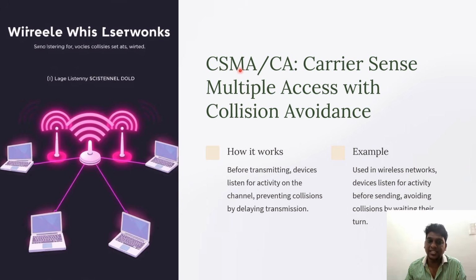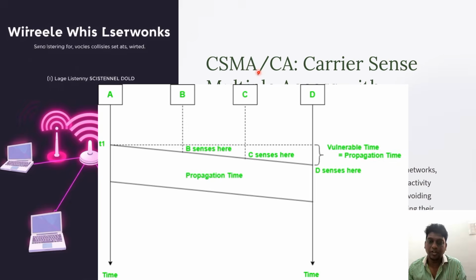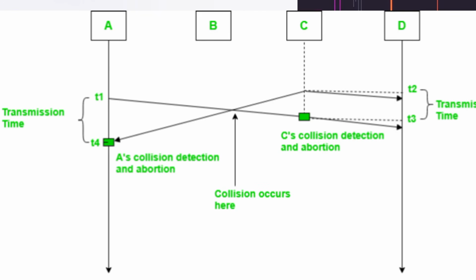CSMA, carrier sense multiple access. So we should listen before talk, likewise, sense before transmit. A simple example is, in a wireless network, the devices listen for activity before sending to avoid the collision. CSMA with CD, which is nothing but collision detection.